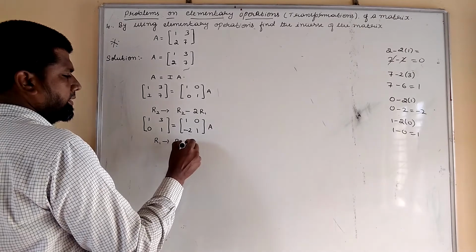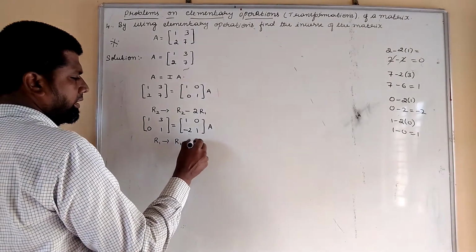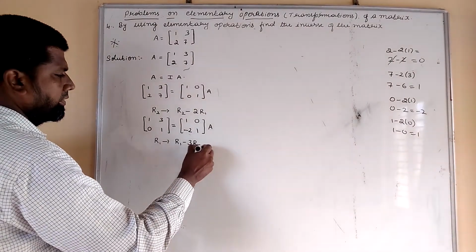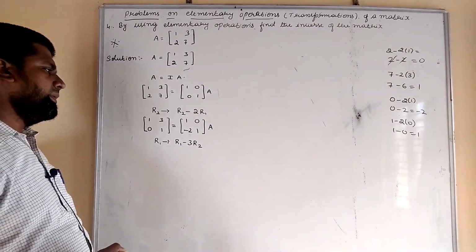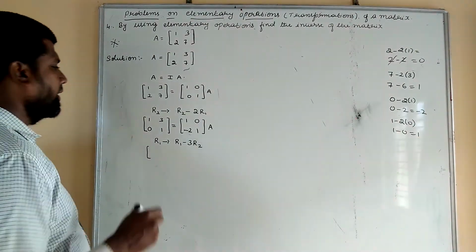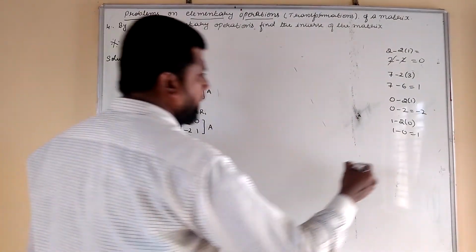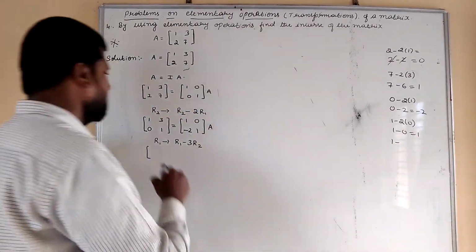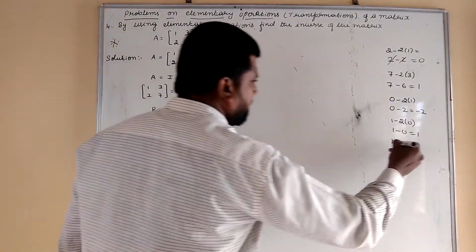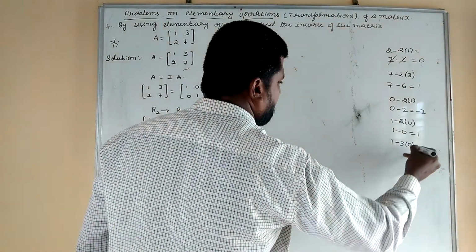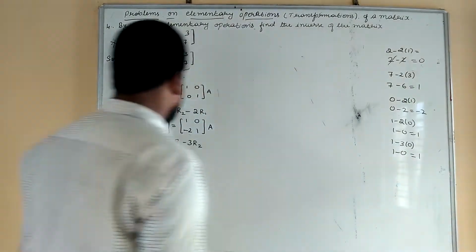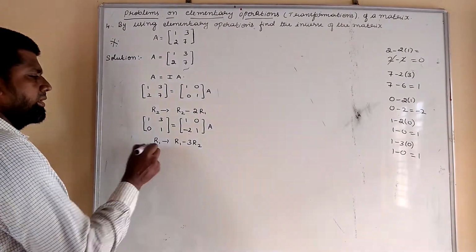First row change it to R1 minus 3R2. We have to multiply with 3 or 2? So for R2 we should multiply with 3, then let us see what we will get. So we are changing the first row. First row, first element is 1 minus 3 into 0. R2 element is 0, so 1 minus 3 into 0 is 0, then you are getting 1. So first row, first element is 1.